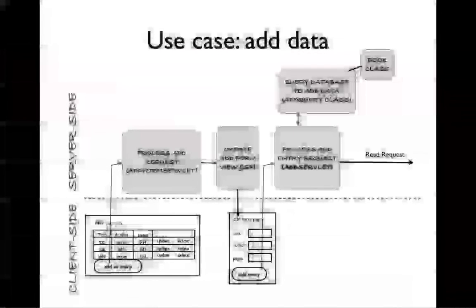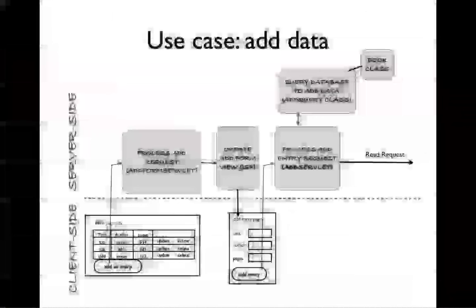Here we see the use case for adding a book to the database. When Add Entry is clicked, a request will go to the server to the Add Form servlet. This will then pass execution on to the Add Form View JSP, which will create the response to send the form back to the client. User will enter data into the form and click on the Add Entry button.